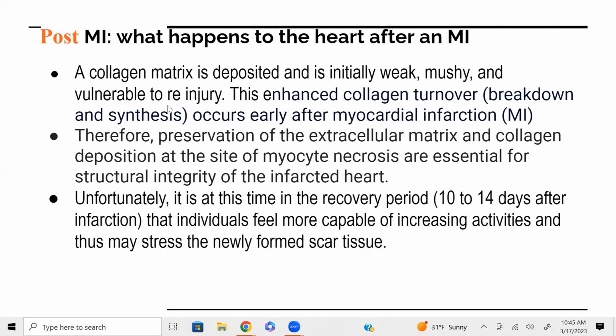So it's an important point for students to understand what happens after a patient has had a heart attack and what their cardiac myocytes go through. And the time frame is also very important. The recovery period is 10 to 14 days after the initial attack. People will become more active. At that time, the stress level is lesser.